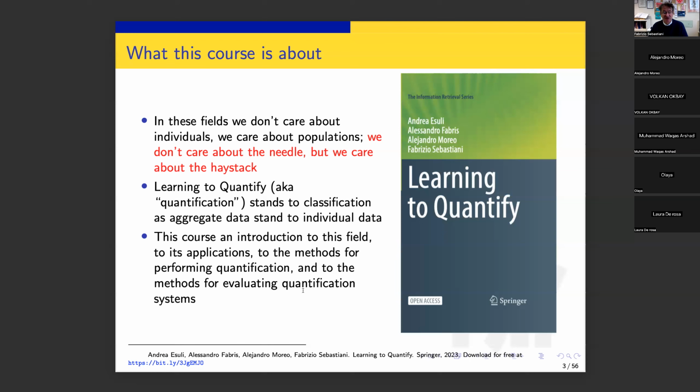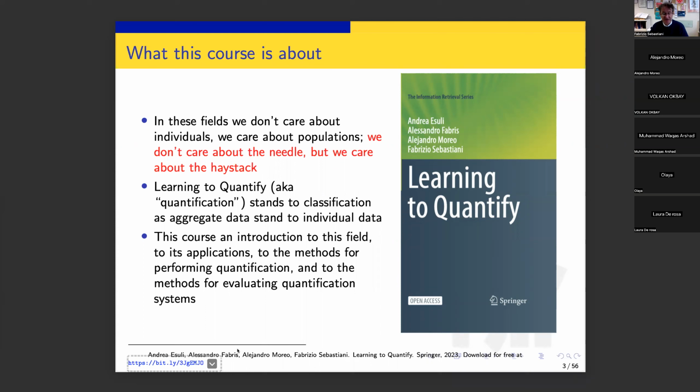Some social scientists have said that in these fields, we don't care about the needle; what we care about is the haystack, in describing and characterizing the haystack. And indeed, learning to quantify is something that you can oppose to learning to classify. So quantification stands to classification as aggregate data stand to individual data. Of course, you might immediately think this has to do with regression, and indeed it does. We'll try to deal with the relationships between these different fields throughout this lesson.